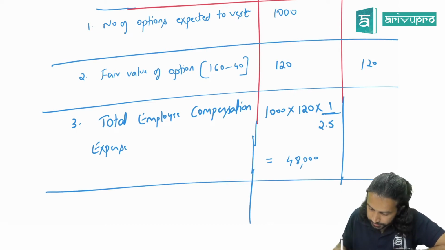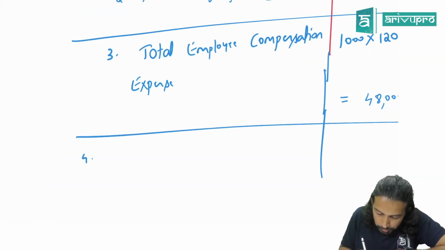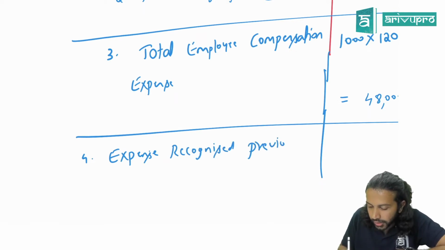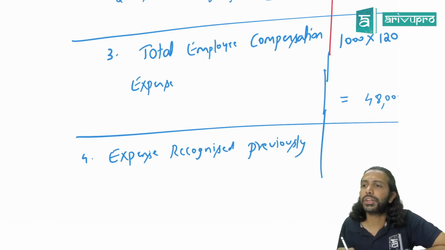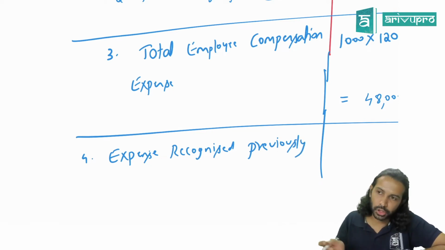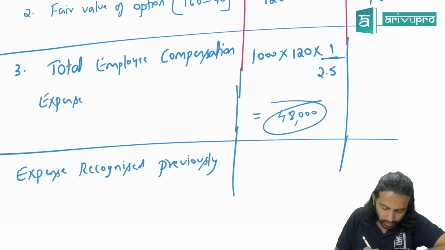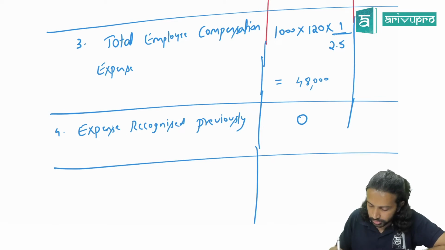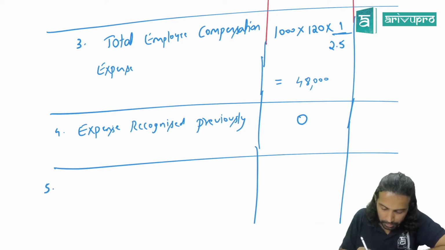Next is employee compensation or expense recognized previously. Expense recognized previously. Which year are you in? First year. In the first year, did you already recognize expense, or are you recognizing for the first time? That means expense recognized previously is 0. It will have an impact for the other 2 columns.